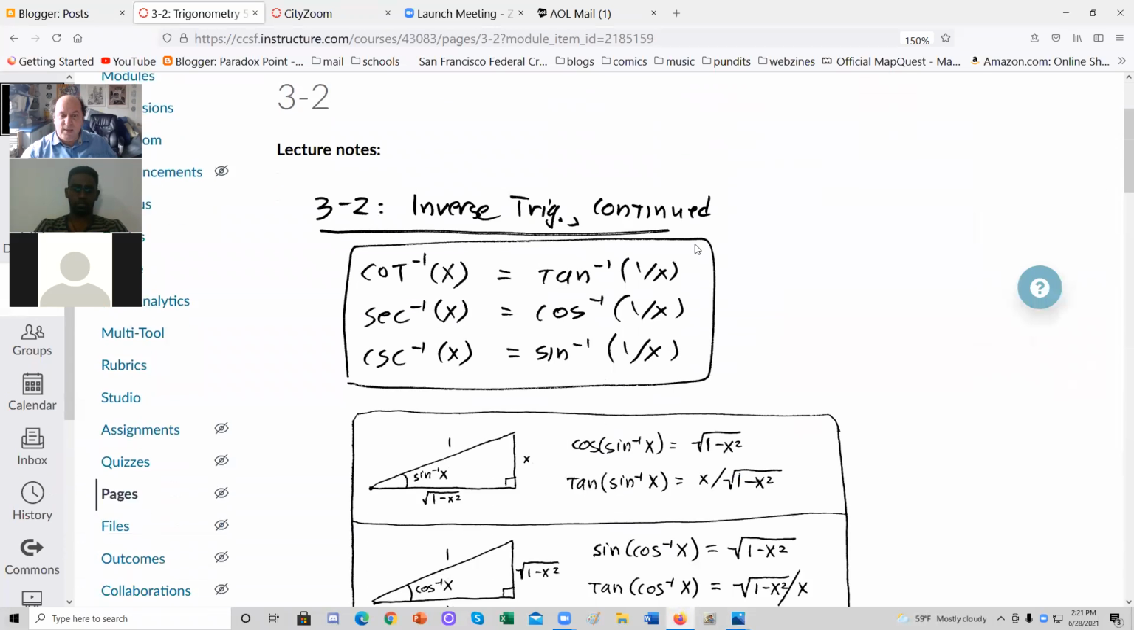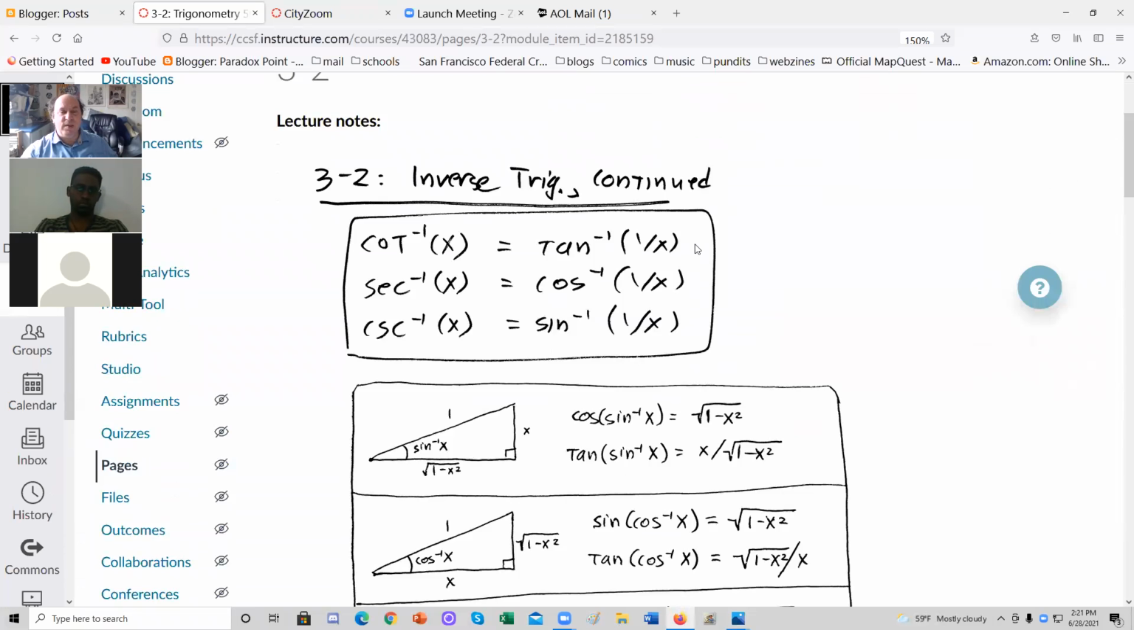All right, so now we're going to do inverse trig for other functions: inverse cotangent, inverse secant, and inverse cosecant. Well, cosecant is 1 over a sine, a secant is 1 over a cosine, and a cotangent is 1 over a tangent. So the arc cotangent of x is the arc tangent of 1 over x, and the arc secant of x is the arc cosine of 1 over x, and the arc cosecant of x is the arc sine of 1 over x.